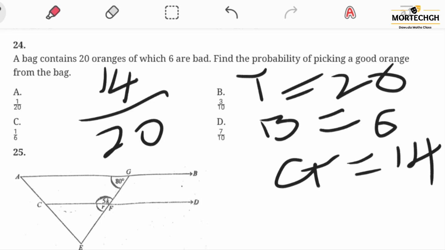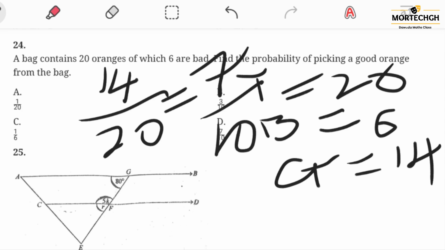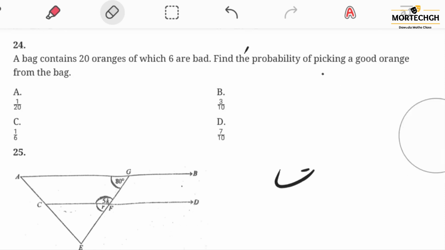Then 14 divided by 20. 14 divided by 20 gives you 7 over 10. So 7 over 10 is the probability of choosing a good orange from the bag. 7 over 10, which is option D. This is the final answer, 7 over 10.